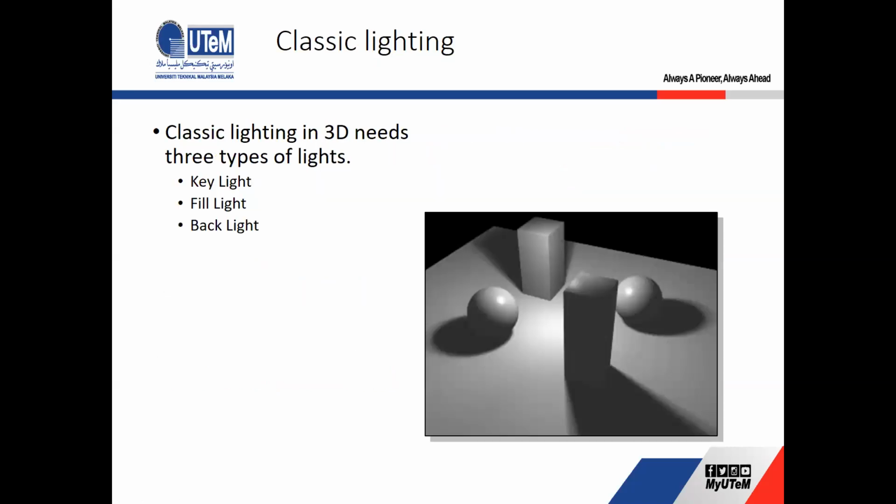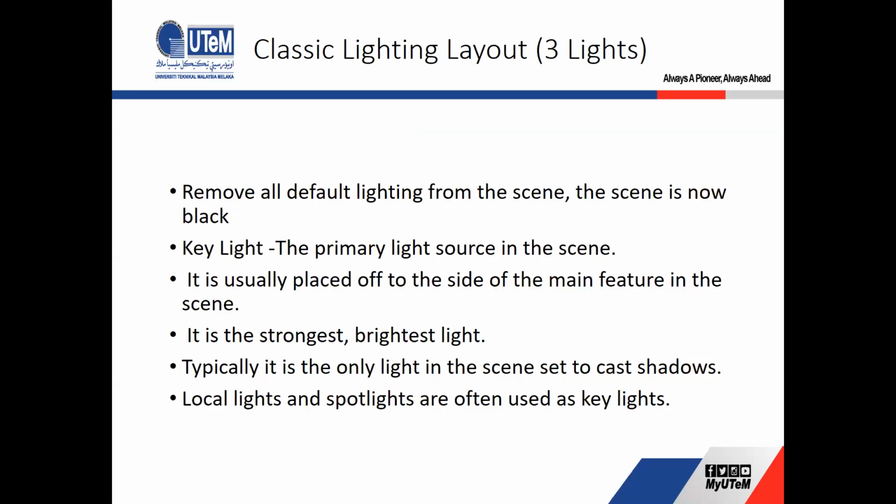Classic lighting in 3D needs three types of light: first, key light, fill light, and backlight. So I will explain about this. Classic lighting layout uses three lights. Remove all default lighting from the scene. The scene is now black. When you remove the lights from the scene, the scene becomes black.